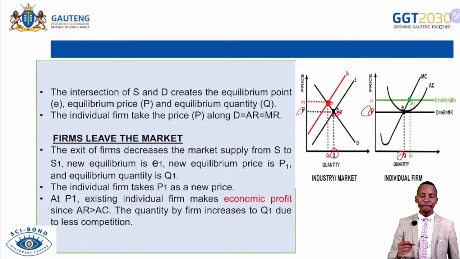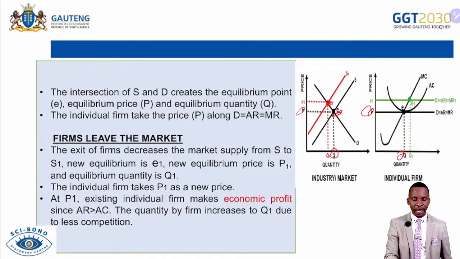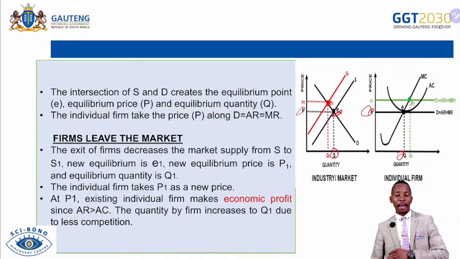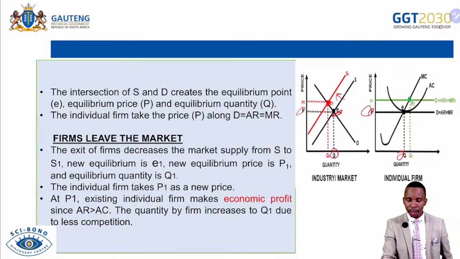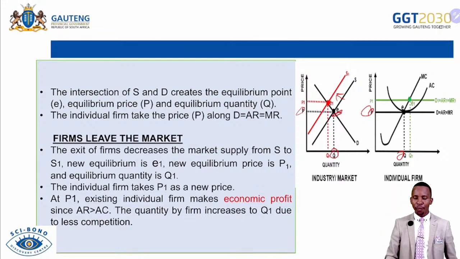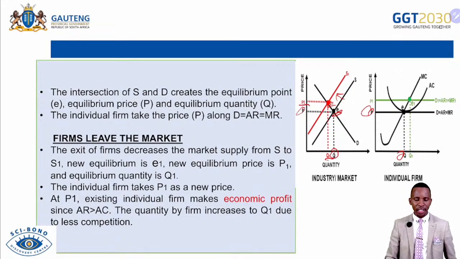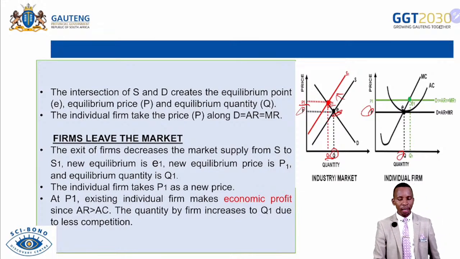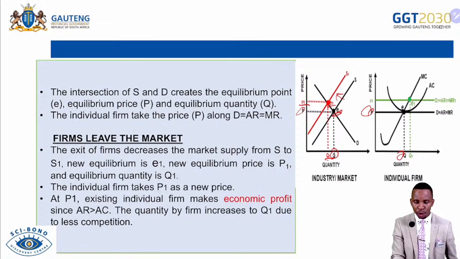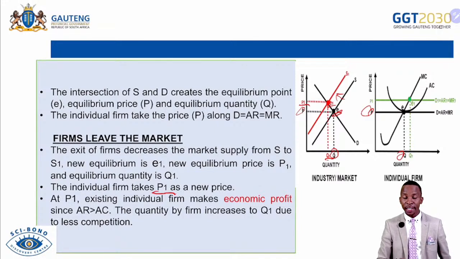When firms are leaving the market or exiting the market, what happens? The exit of firms decreases the market supply. So the market supply is decreasing. Whenever the supply decreases, it shifts to the left. There you see the supply declining to the left, and it moves from S to S1. And then what happens? The new equilibrium is created at E1, with the new quantity Q1 and the price P1 determined in there. The individual firm takes the price at P1 as a new price. You see that P1 is taken by the firm.